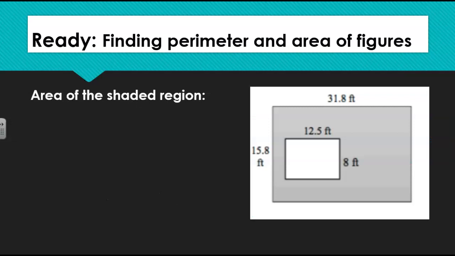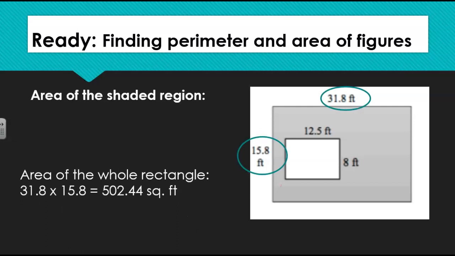Here's another example. So this is a figure inside of another figure. We want to find the area of the shaded region, which means we need to find the area of the entire larger rectangle, find the area of the smaller rectangle, and then subtract that out. Remember, area is the number of square units that will fit inside the figure. So we're finding all of the total square units for the entire larger rectangle. Then we will subtract the area of the smaller rectangle.